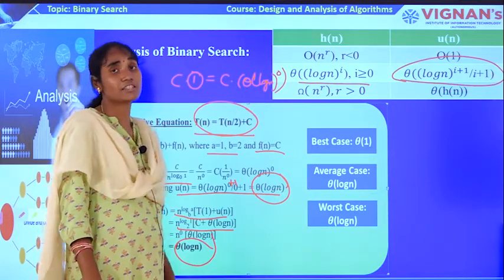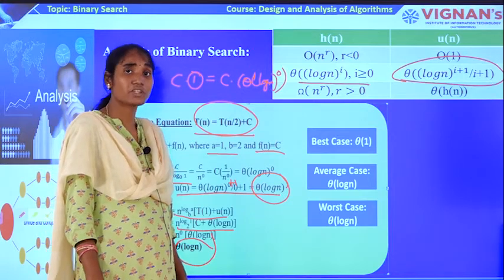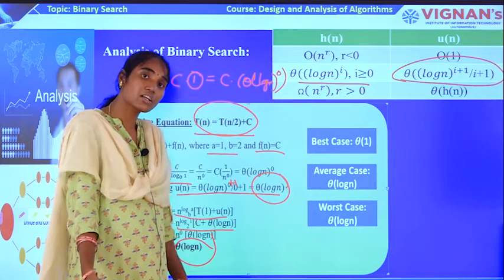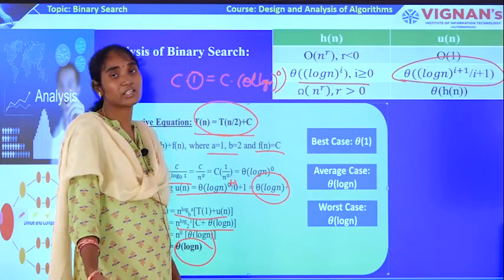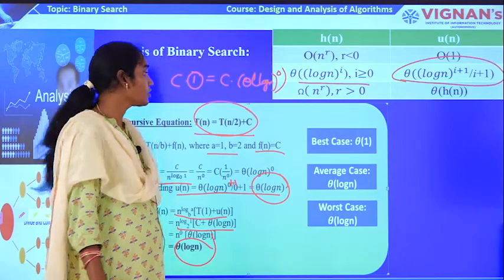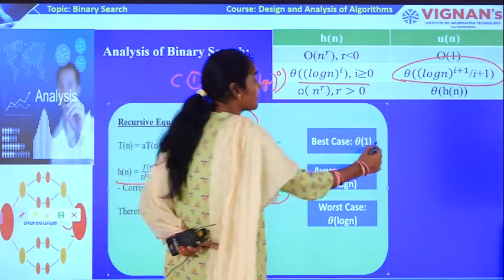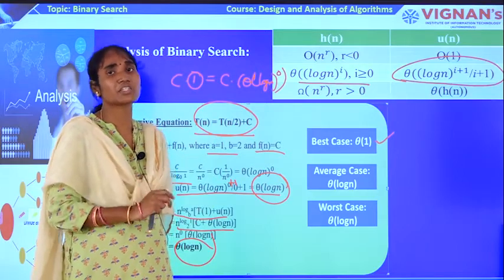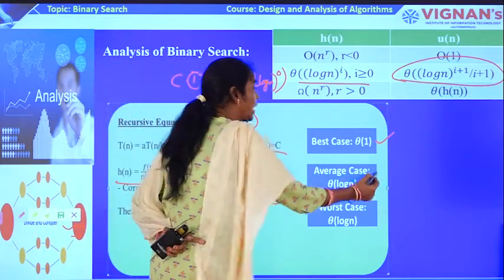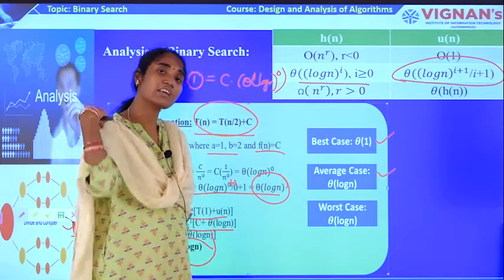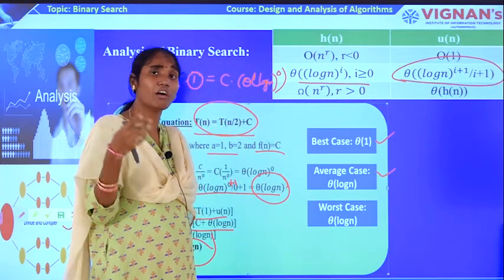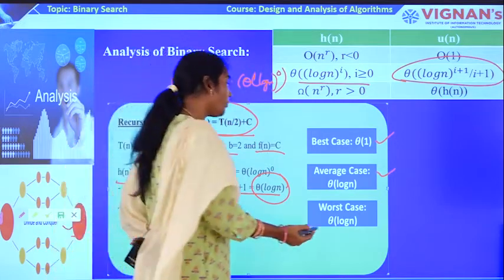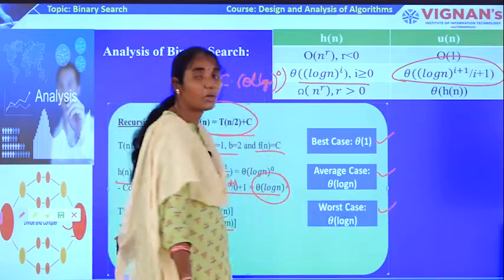Now, there are three cases: best case, average case and worst case. Best case means the element can be found in the first position itself, or if the list consists of a single element and that single element is the key element, then it will be the best case. So we will have only one comparison. So the best case is theta of 1. Average case: after some iterations, I found the element. So that comes under average case. Worst case means the element is found in the last position, or it might take more iterations, or the element might not be there in the given list. So this comes under worst case.